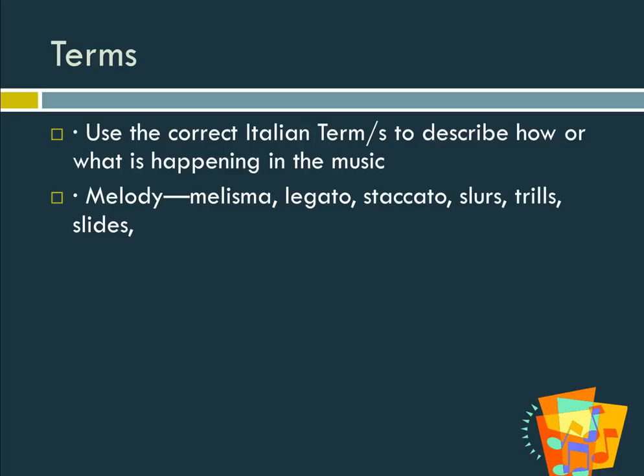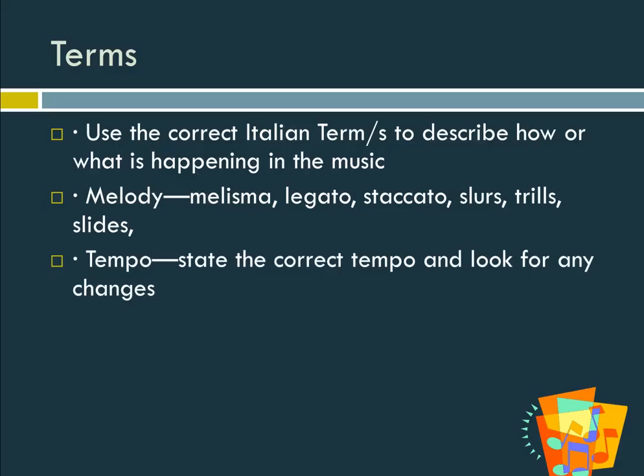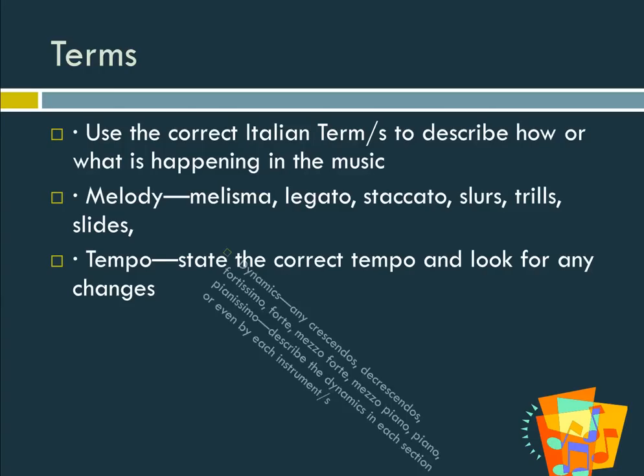For the terms, some things that you might need are, for melody: melisma, legato, staccato, slurs, trills, slides. For tempo, don't forget the correct tempo. You look for any changes. We're looking for the Italian terms there. We're talking andante, allegro, allegretto, grave, lento, prestissimo, all those bits and pieces.